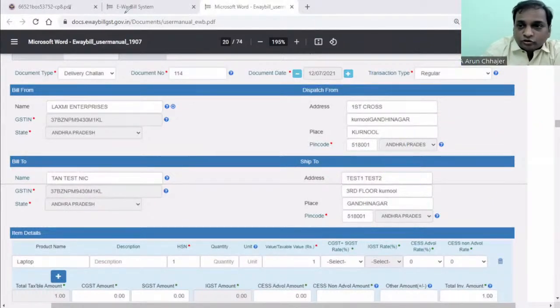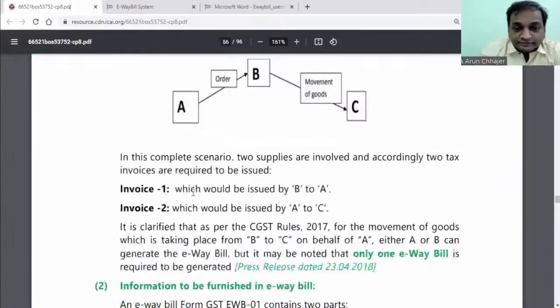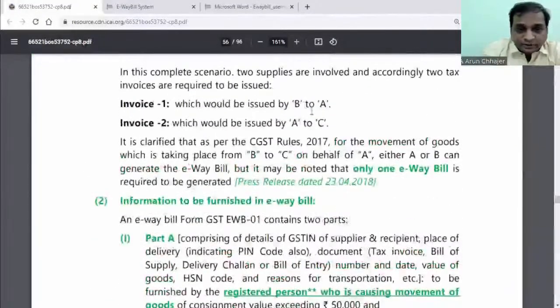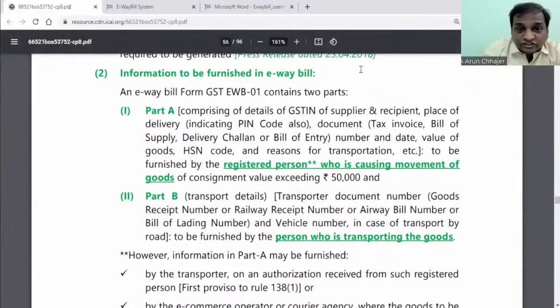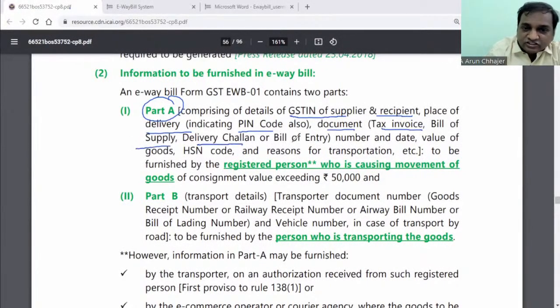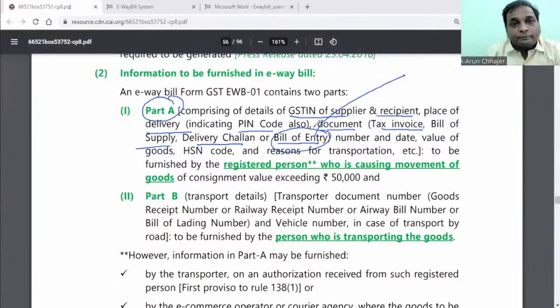Now moving to the provision once again. Invoice number 1 by B to A. Invoice number 2 will be A to C. Only one Eway bill is required. What is the information in Part A? GST number of the supplier, recipient, place of delivery, PIN code, document. It can be tax invoice, bill of supply, delivery challan, or bill of entry. But bill of entry is normally for import of the goods, and that is covered in the final. So not too much discussed, but if you are importing, then you will prepare the Eway bill on the basis of bill of entry.